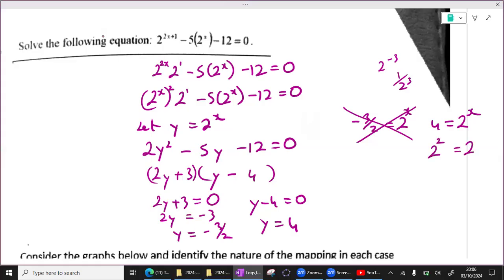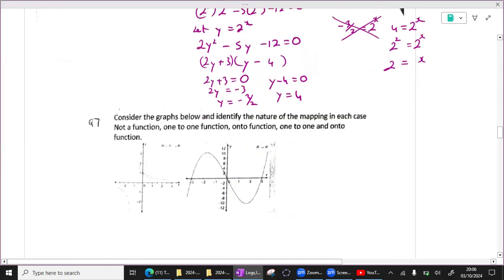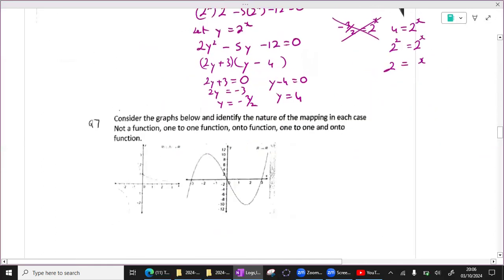This one, remember, we try and get the bases to match. And as soon as we have matching bases, we get to our answer, which is 2. And that was worth 10 marks. The next one, consider the graphs below and identify the nature of the mapping in each case.